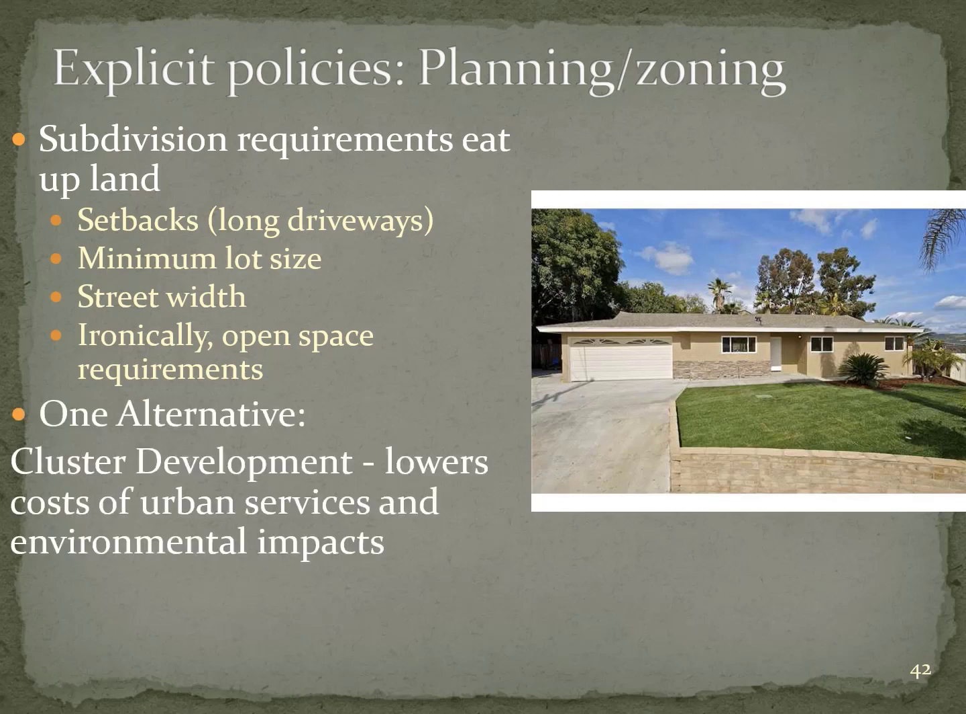Because all of these things encourage more spread out development, one alternative to this is something called cluster development. Cluster development is one subdivision with one transit line, one sewer line, one water line, etc. And so you just have one main transit and infrastructure line, and then the housing is built all along that. It cuts down on costs and environmental impacts big time.